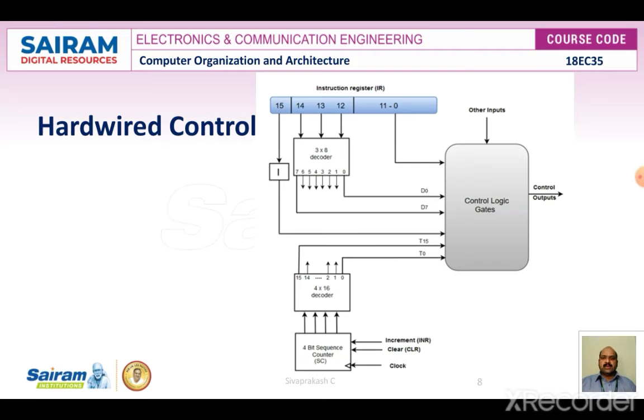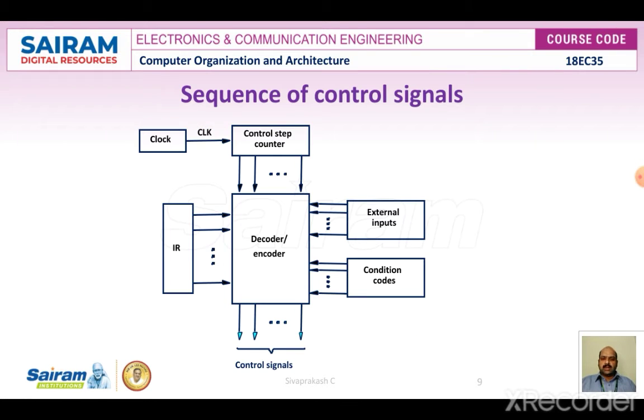Let's discuss the sequence of a control signal. If you consider this particular diagram, while considering the sequence of control signals, each step in this sequence is going to be completed in one clock period. A counter may be used to keep track of the steps, as shown in this figure. Each state or count of this counter corresponds to one control step.